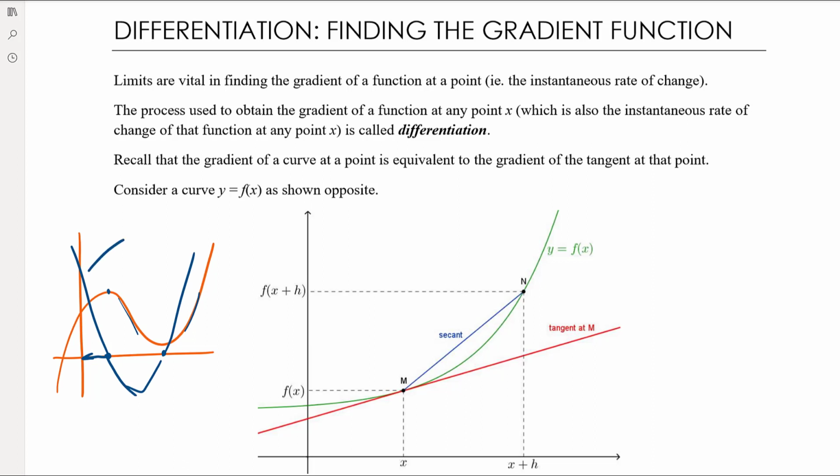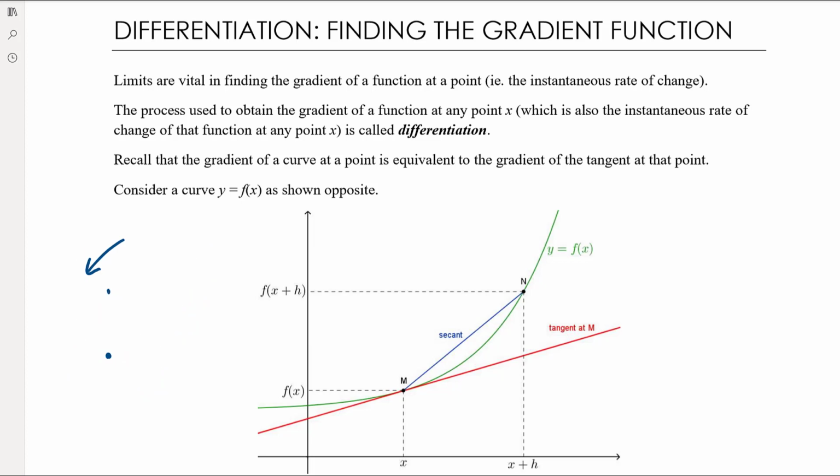So the whole point of differentiation is to come up with a way to find this blue gradient function. And once we've got the gradient function, then we can calculate the gradient of the orange curve at any point by substituting that x coordinate into the blue curve. So that's the aim of differentiation.